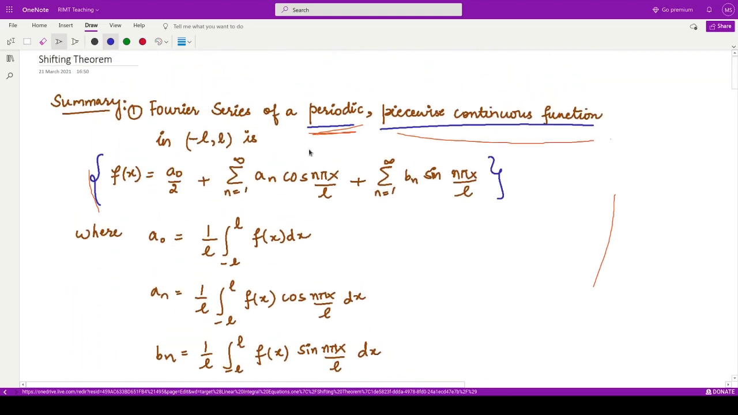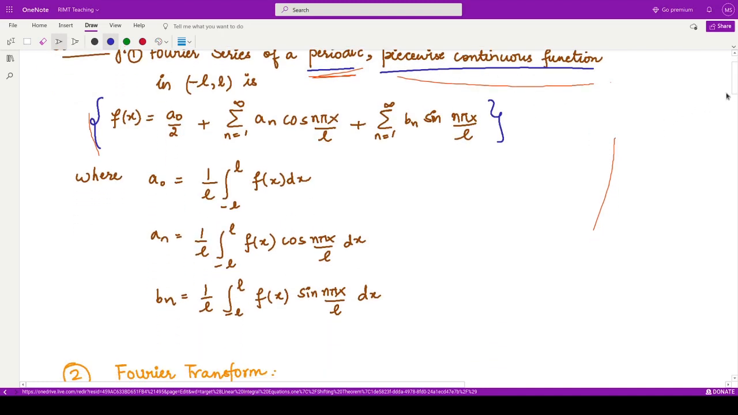So what is Fourier series? It is a periodic, piecewise continuous function. So it is defined by this series where the coefficients are given using this Euler's formula.